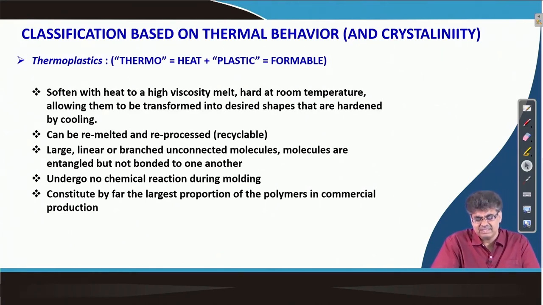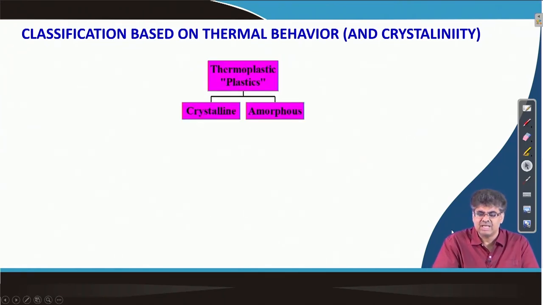As I just mentioned, thermoplastics, or plastics, constitute by far the largest portion of the polymers in commercial production. So all the commercial polymers we see are mainly constituted by thermoplastic materials. Now, thermoplastics can be either crystalline or amorphous, depending upon the crystallinity. In this case, crystalline does not mean 100% crystalline, as we will see that we cannot make a 100% crystalline polymer. So it is semi-crystalline, which means a crystalline polymer is a semi-crystalline material.